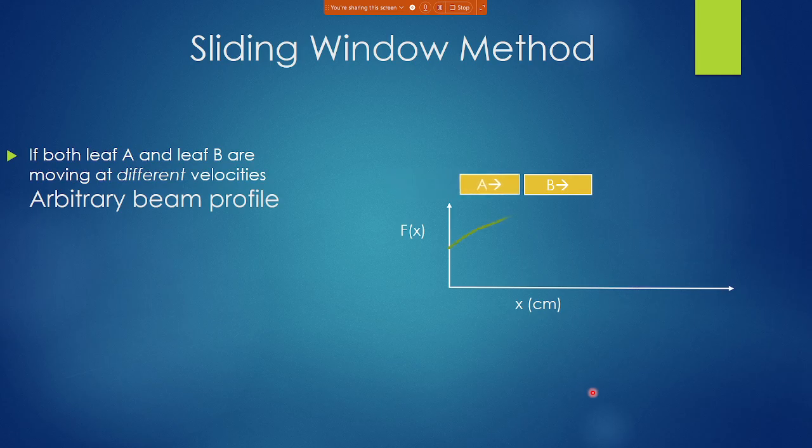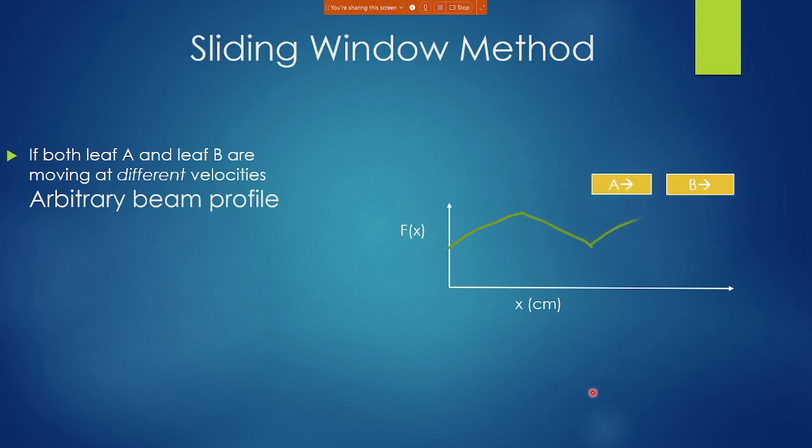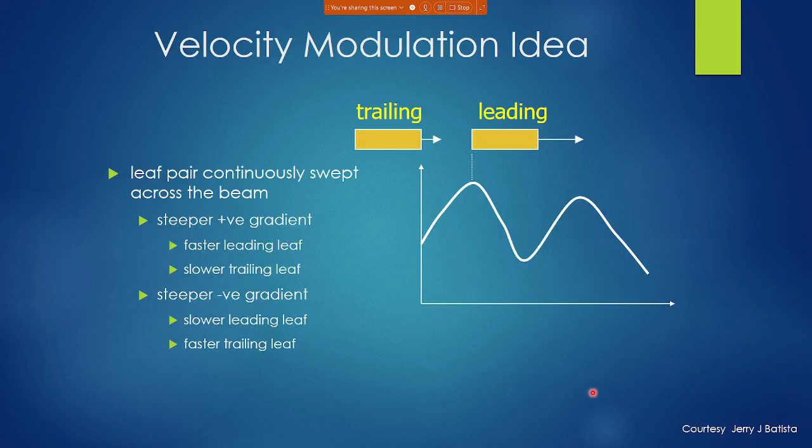See, there is an increasing profile, and there is a decreasing profile, and there is an increasing profile, and there is a decreasing profile. So you should be able to generate profiles like this by moving both A and B with different velocities.